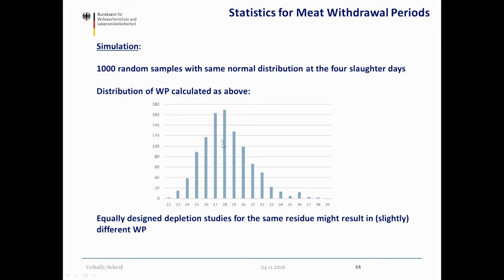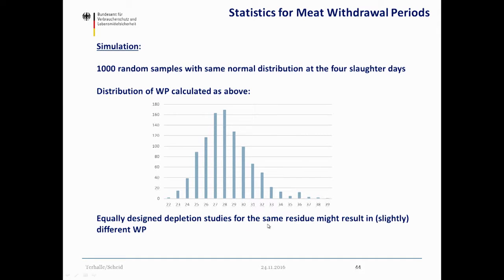This is quite interesting. The next simulation was done with 1,000 random samples with the same normal distribution at 4 slaughter days, and this is the distribution of the withdrawal time he got. So the meaning behind this is you have conducted 1,000 studies, and this is the result from the 1,000 studies. The withdrawal time would be 22 days to 38 days. This is simulation, but reality might be worse.